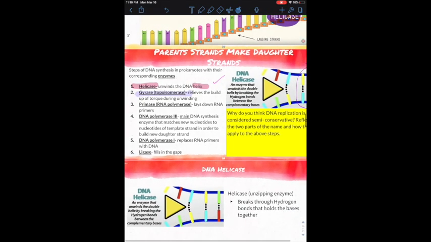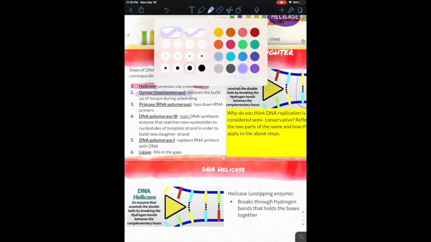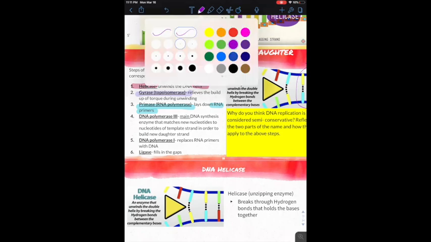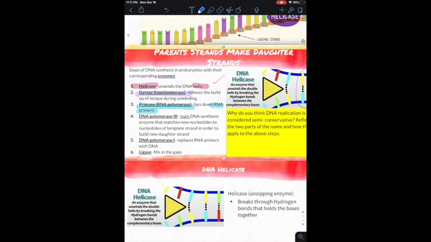Then we have primase, or RNA polymerase. That is what lays down RNA primers. Now remember, I asked you what a primer was in your everyday life. Most of you said it's something used before you start doing something. For example, painting a wall, somebody said you use primer before you paint a wall. Or makeup, you apply a primer before starting your makeup. So that's what this primase, this RNA polymerase, does.